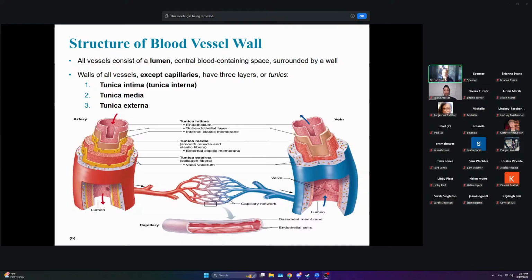And then the tunica externa, that third outermost layer, is merely a protective coating. This is going to be fibrous, collagen-based, providing flexibility but preventing tears or damage.